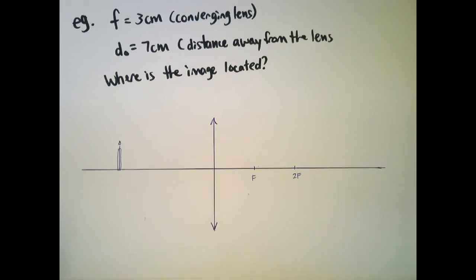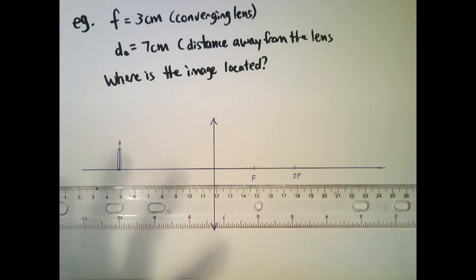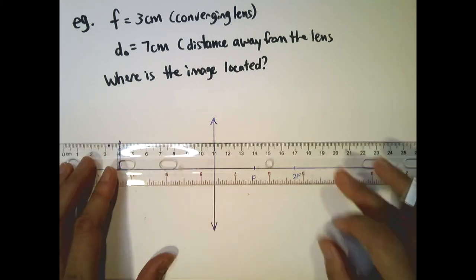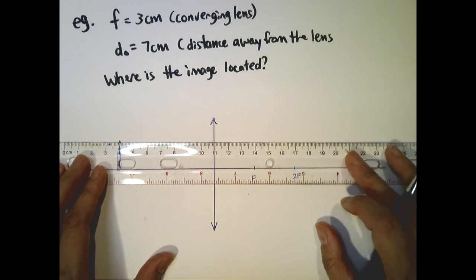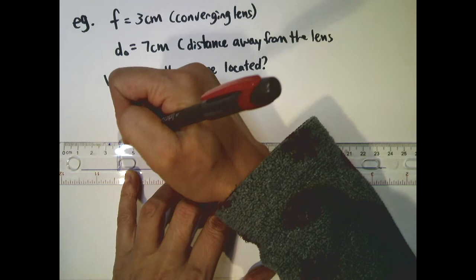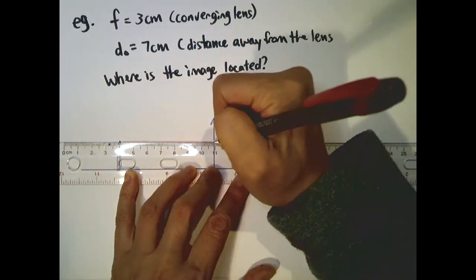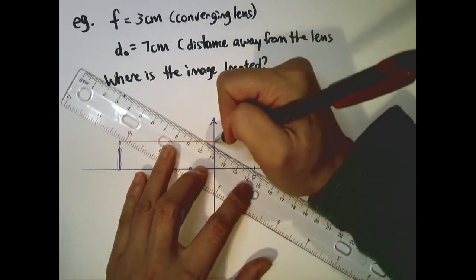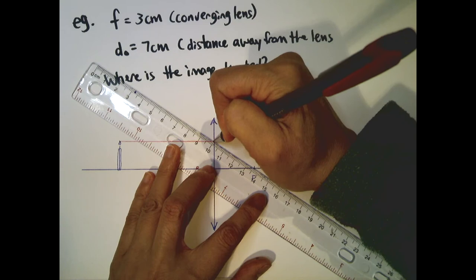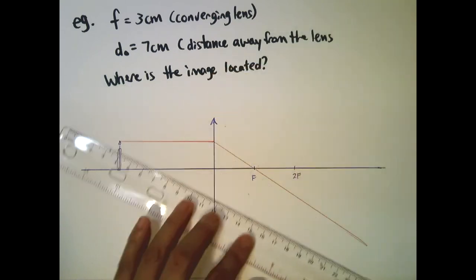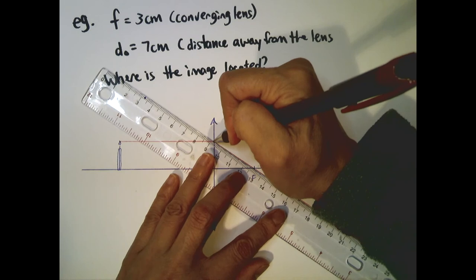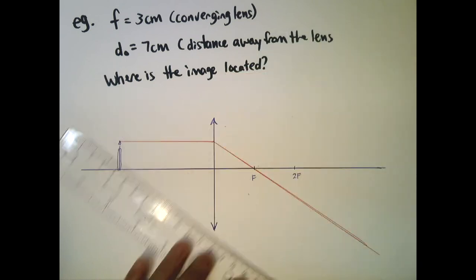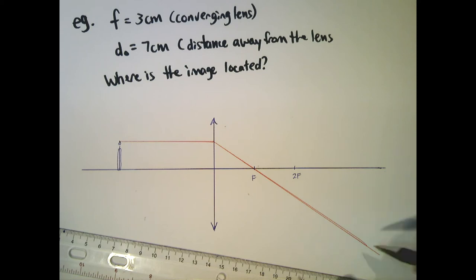Let's draw our ray diagram, and then we'll double check if our ray diagram is correct by using the math. Or you could do it the other way around if you like. Remember with the ray diagram, we have a ray parallel to the principal axis, which hits the lens and then goes through F. Oh, my ruler just moved. Let's double check that. Okay, it looks good. That's ray 1.